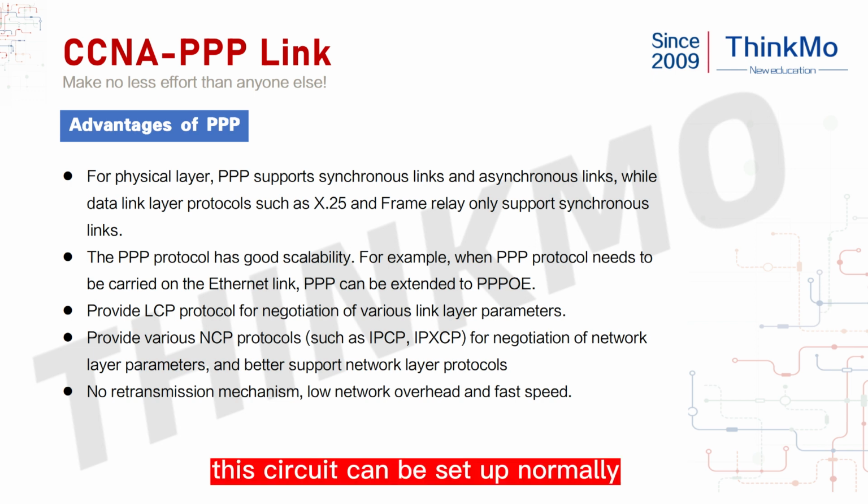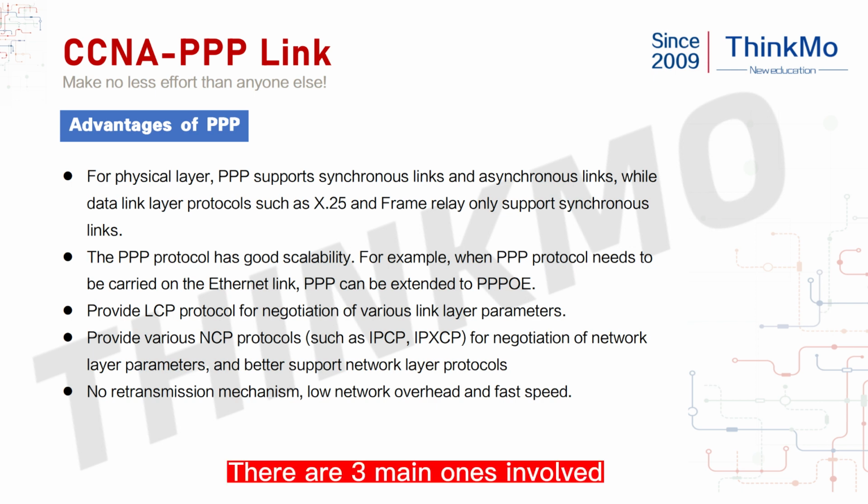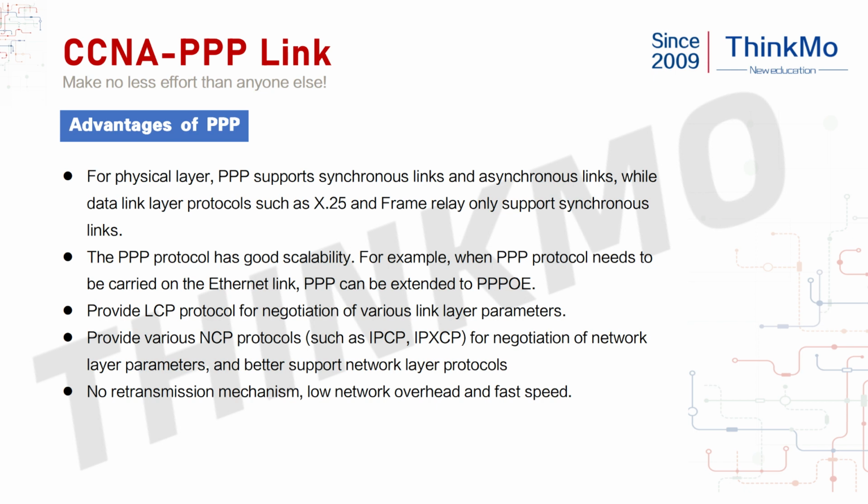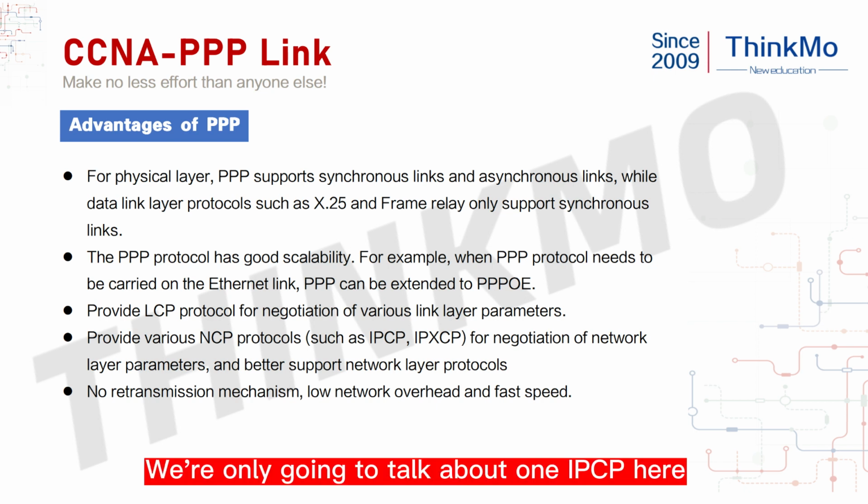This circuit can be set up normally. Negotiation of link layer parameters. There are 3 main ones involved: MRU, authentication mode, modulus. All 3 have different functions. Next up is a protocol that provides various NCPs. We're only going to talk about one, IPCP, here. IPCP is used to negotiate IP addresses.